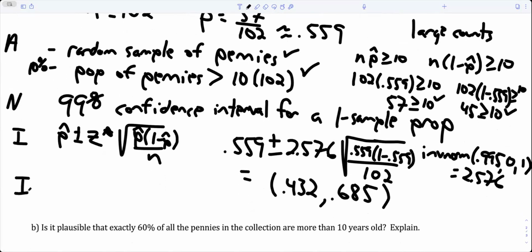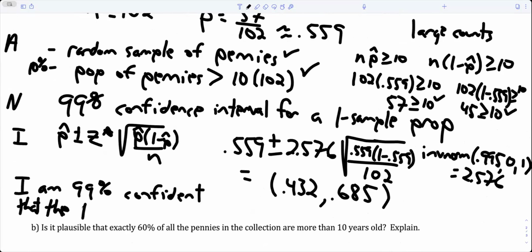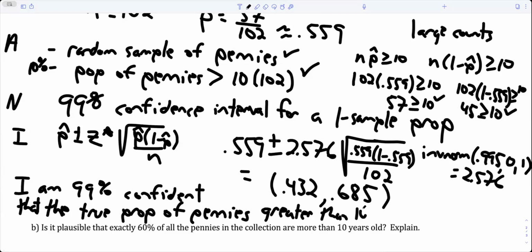So my conclusion: I am 99% confident that the true proportion of pennies greater than 10 years old is between 0.432 and 0.685.